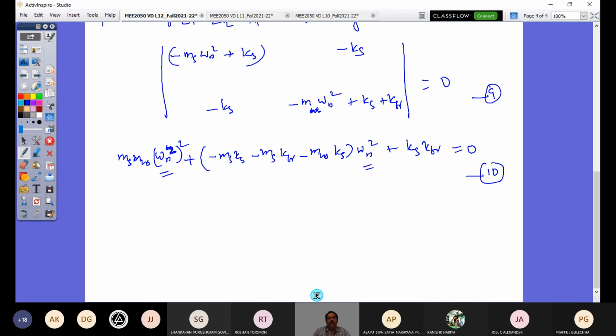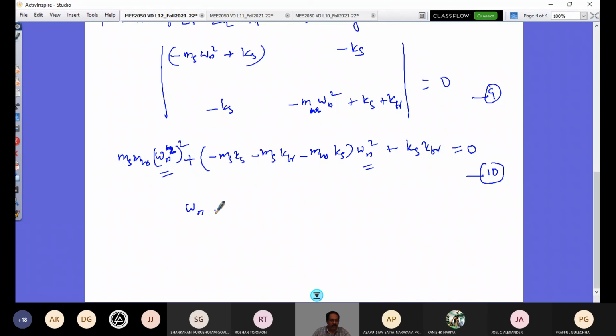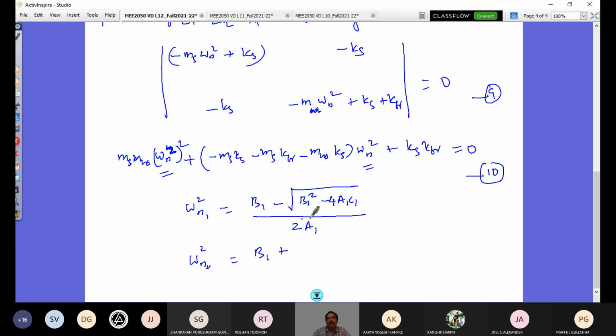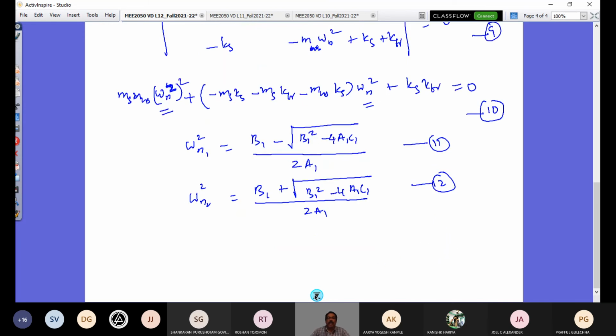So the first root would be omega n1 square, that would be equal to b1 minus under root of b1 square minus 4 a1 c1, by 2a1, and omega n2 square would be b1 plus under root of b1 square minus 4 a1 c1, by 2a1. I take the smaller one and then the bigger one. So these are equations 11 and 12.